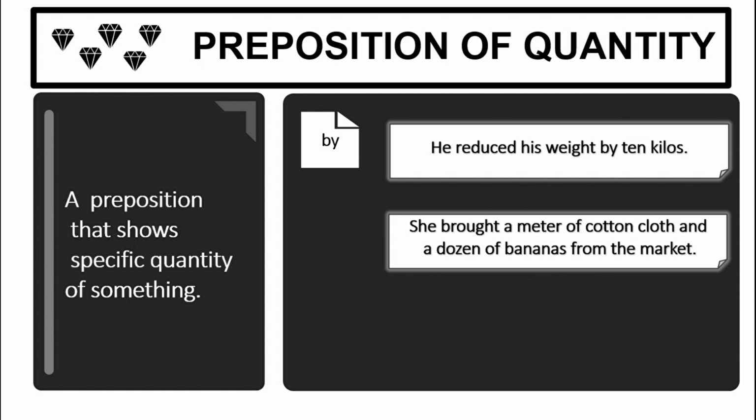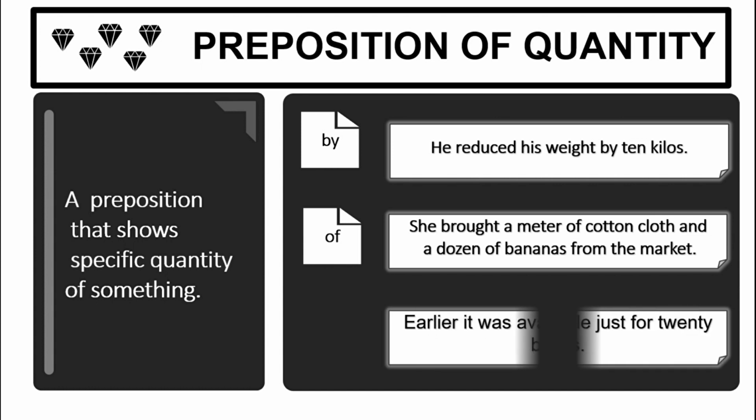She bought a meter of cotton cloth and a dozen bananas from the market. A meter of something and a dozen of something. So of here becomes the preposition of quantity that shows you the specified quantity of something. Earlier it was available just for 20 bucks. So the amount for which something is available: for becomes the preposition of quantity. By, of, for are the frequently used prepositions to denote quantity.